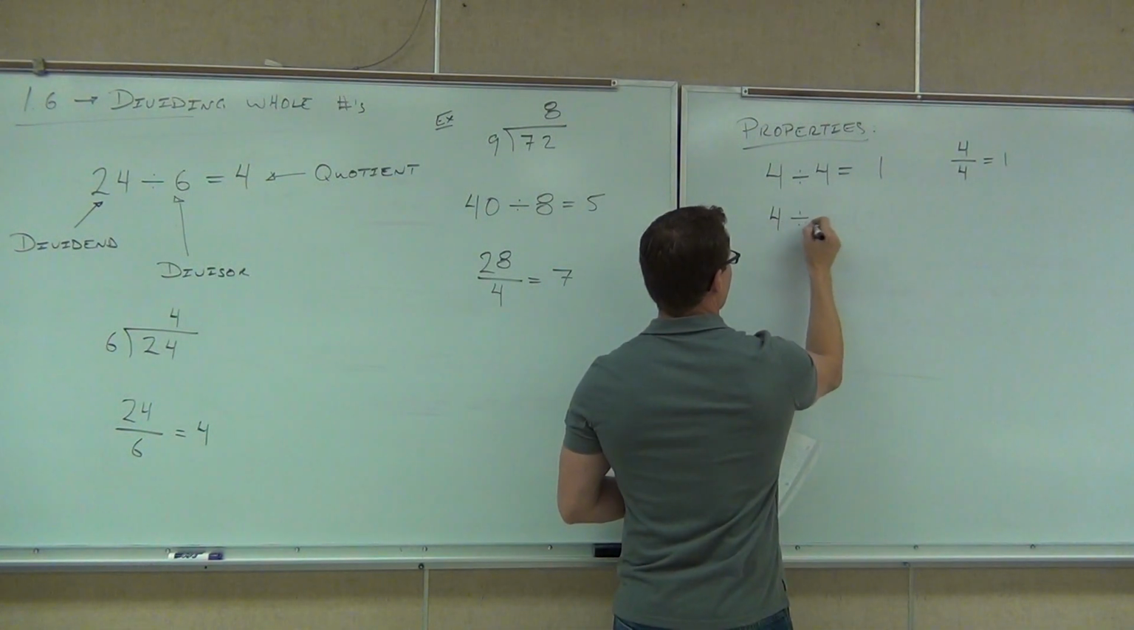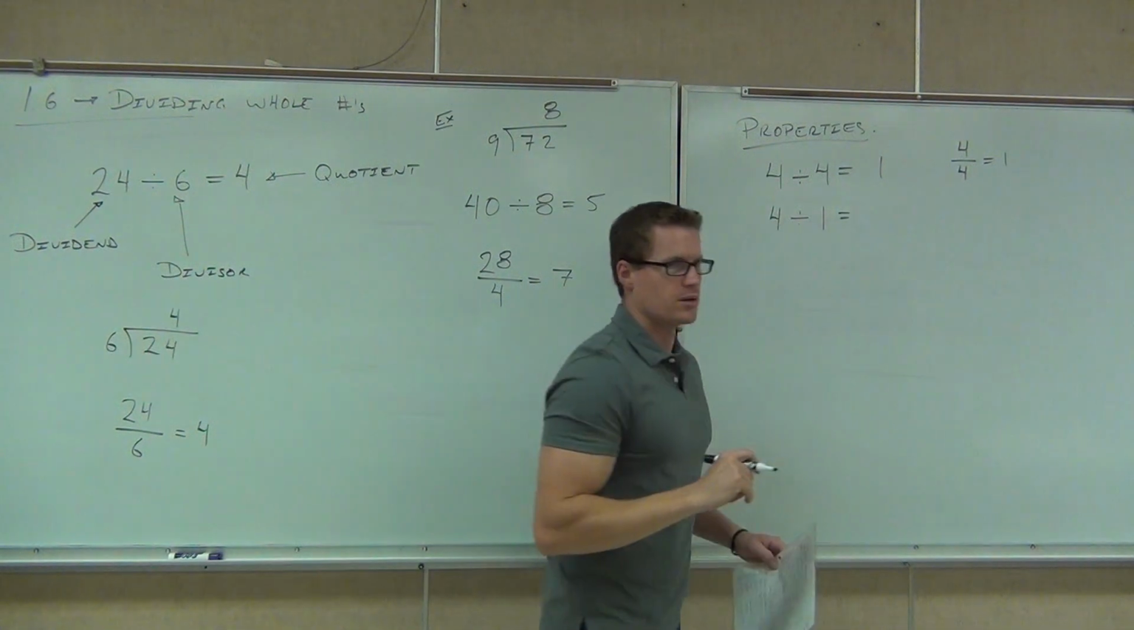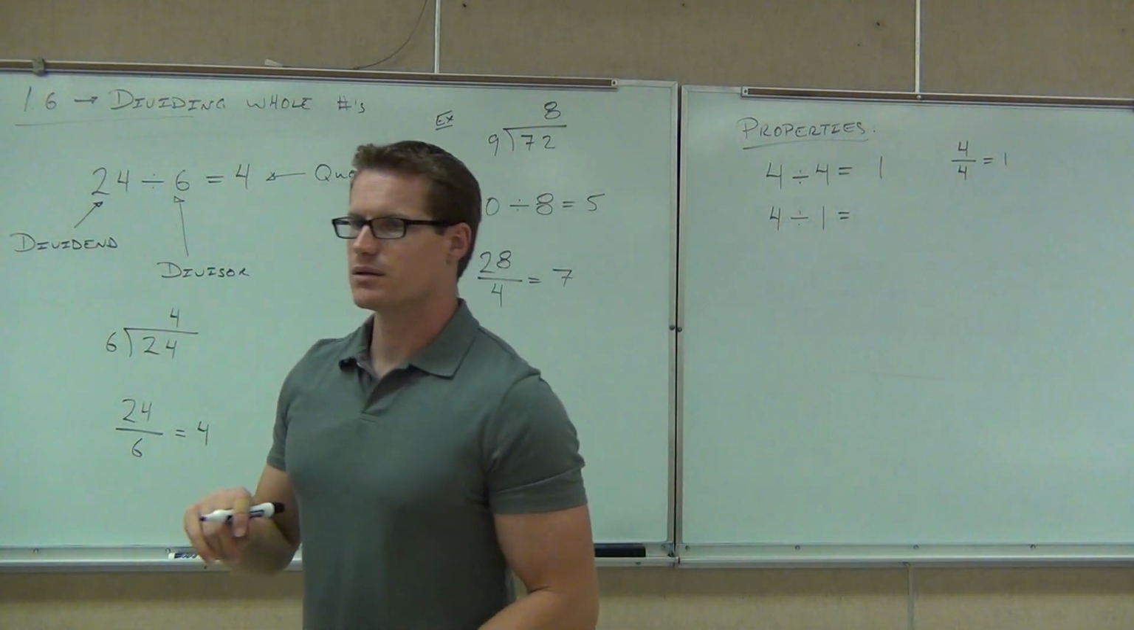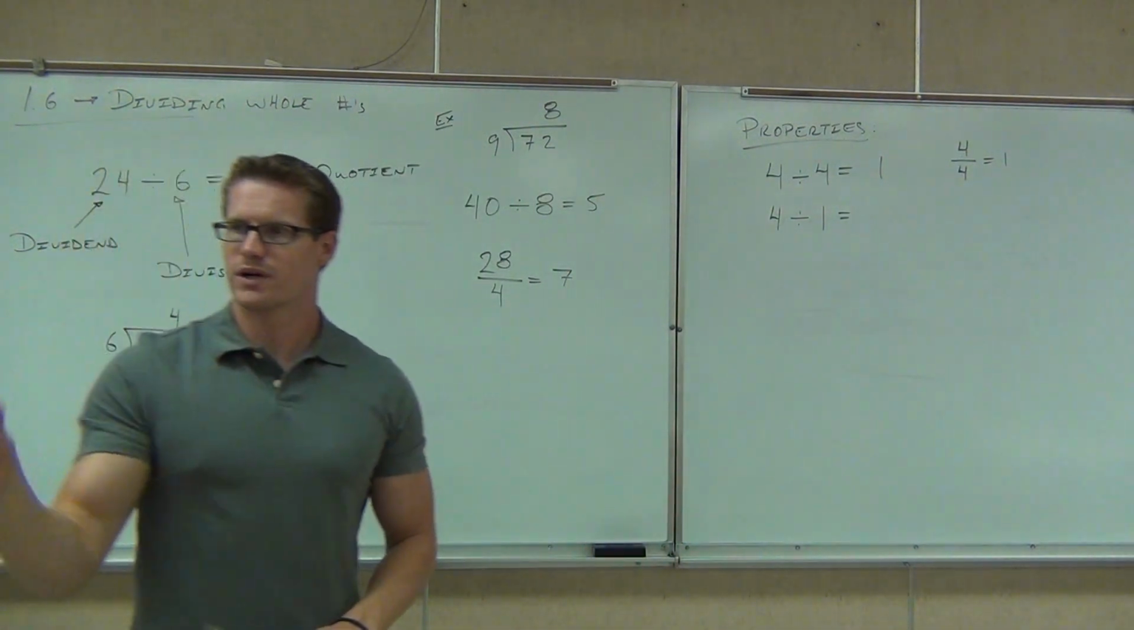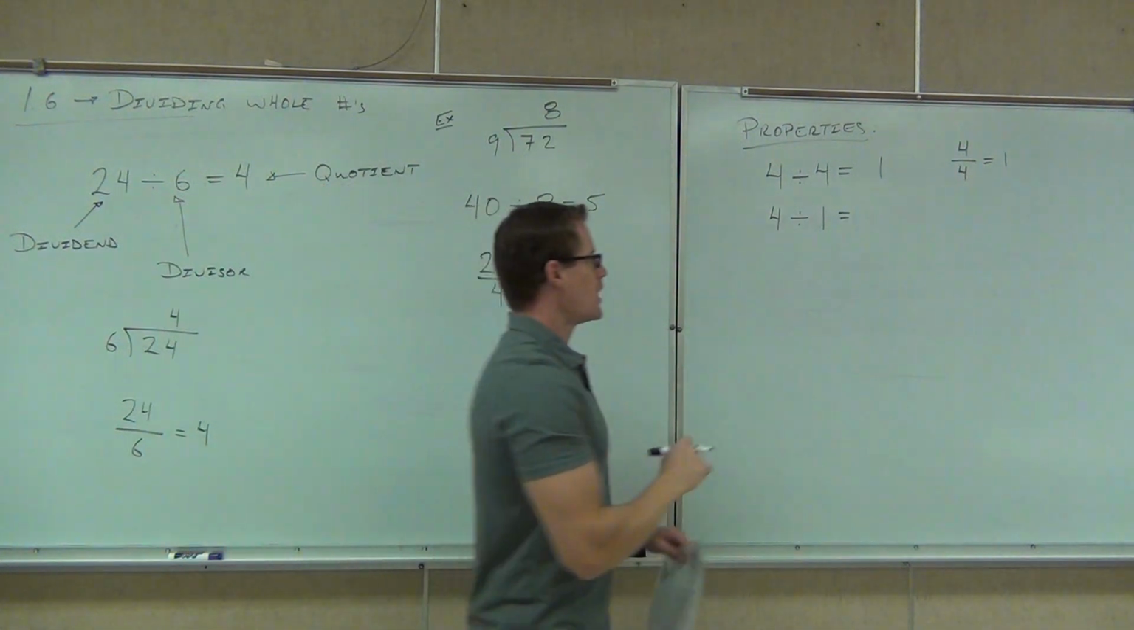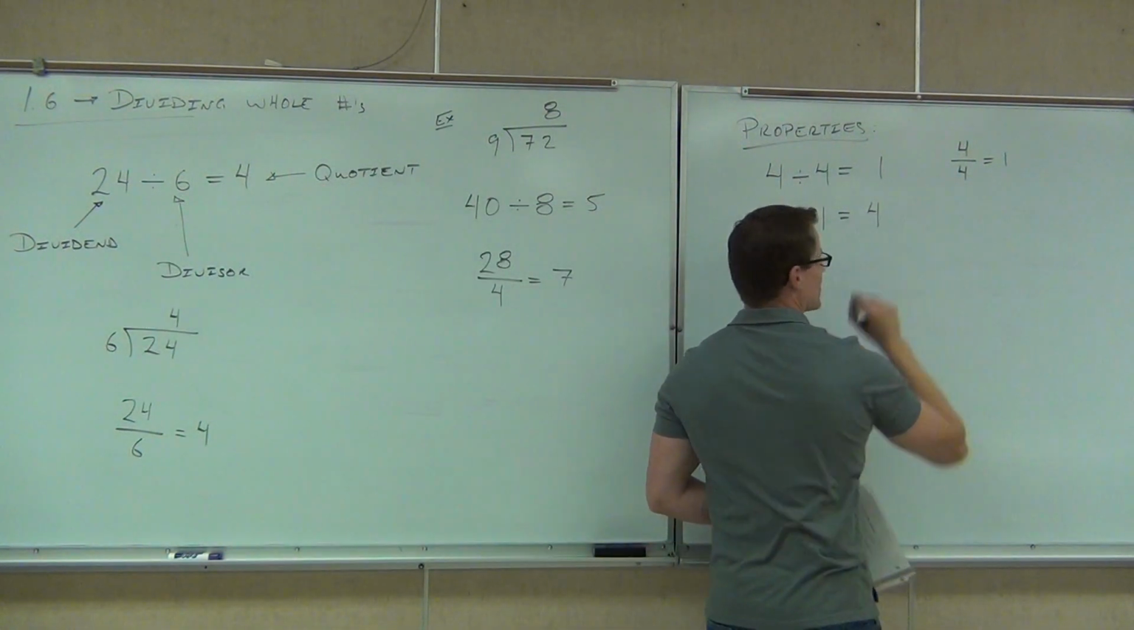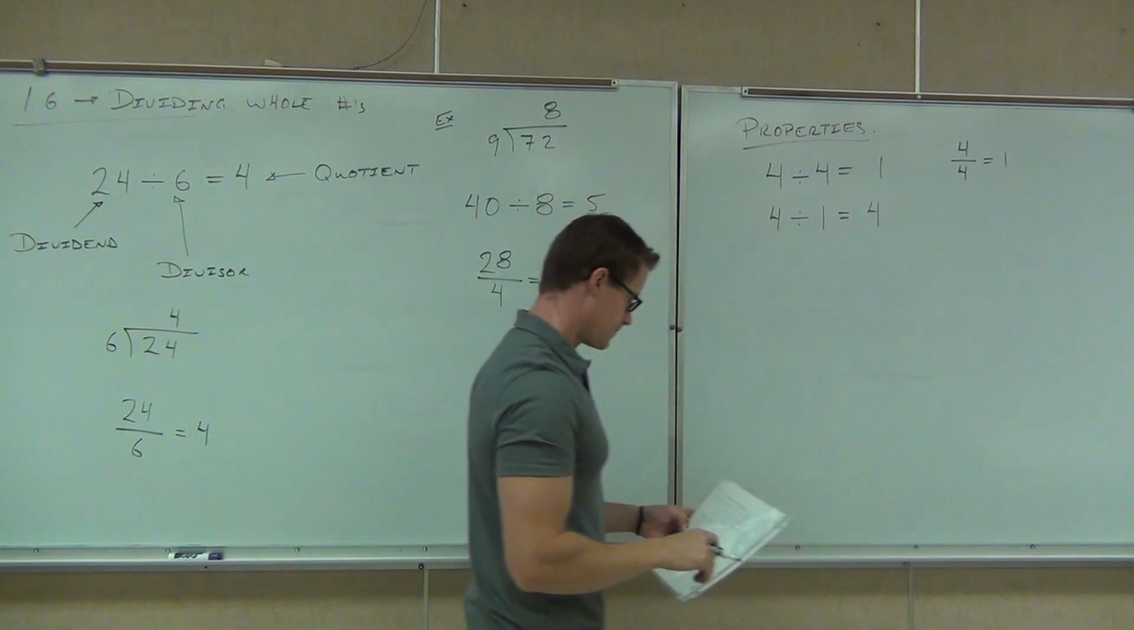What happens whenever we divide a number by 1? What are we going to get? It's the same number. So whether it's 4 or any other number, if I divide it by 1, I'm going to get that number back again. That's an identity. It's called the identity.